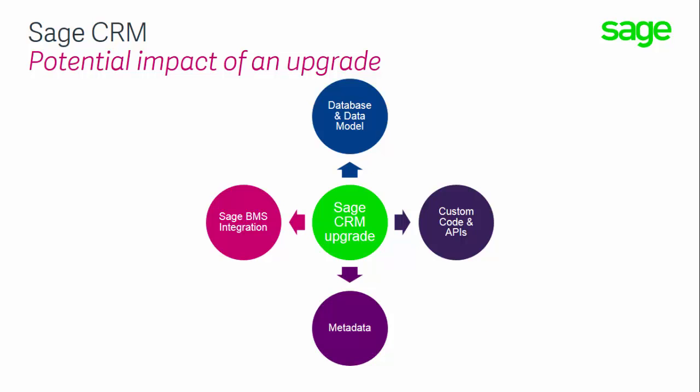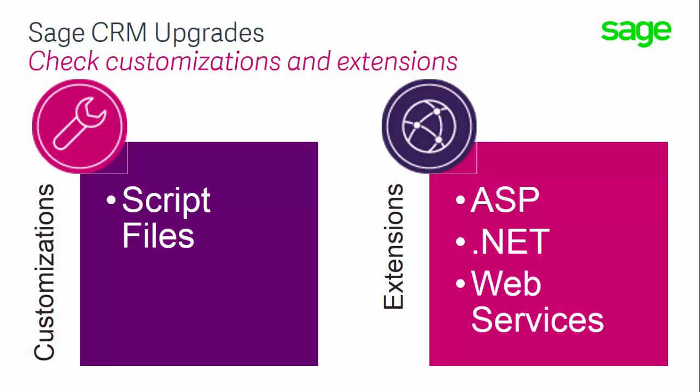Now, if we're going to look at the new features, and we are going to look at those in a moment, it's worth just pointing out that if there are new features in Sage CRM, these may always have an impact on existing components, add-ons and techniques that you may have used to extend Sage CRM. And so these may affect the integration with your Sage accounting system or business management solution. There's a possibility that there's change to the database and the data model, and of course custom code and APIs and metadata. So this all means that you should plan your upgrade carefully.